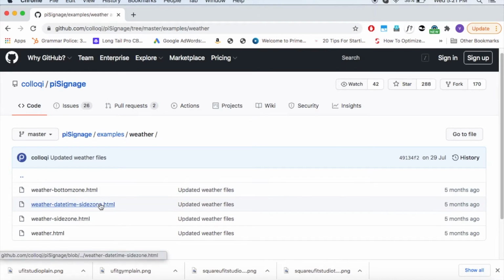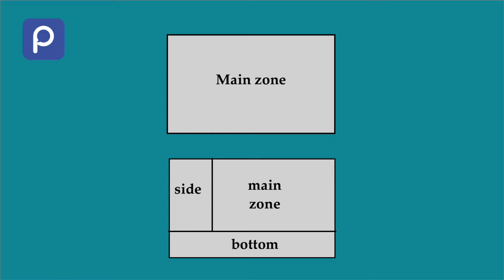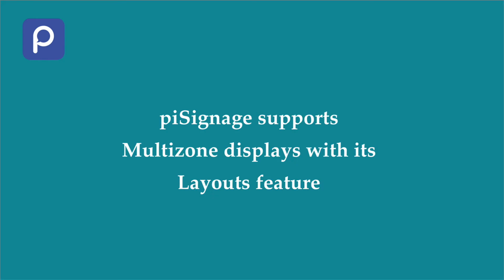In the page, there are 4 links each suitable for different zones in different layouts. You can display weather in a main zone, side zone or bottom zone. Choose the one you need. We assume you know about layouts feature in PySignage with which you can create multi-zone displays. Links to the article on layouts feature in PySignage is given in the description below.